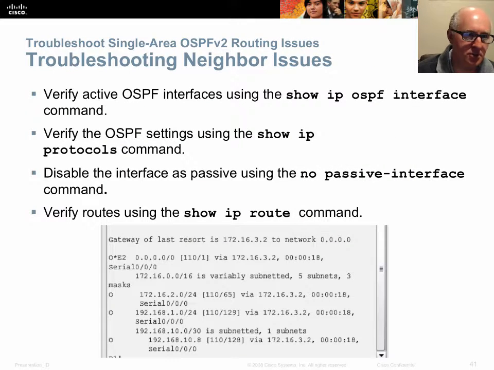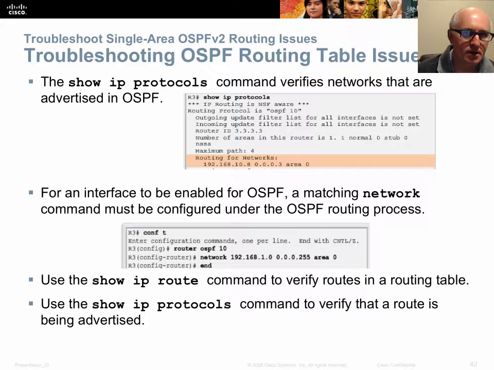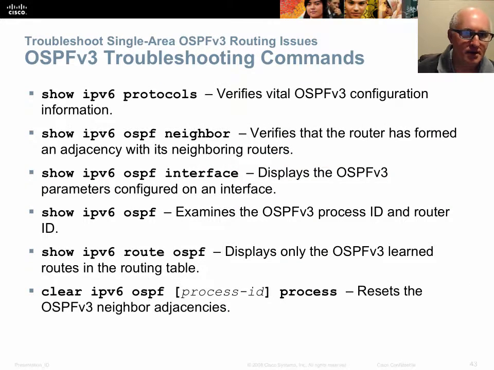So neighbor issues, we already talked about those and how they could be related to things like passive interface or timers. And routing table issues, that might be a missing network statement, right? Quite often it would be a network statement like shown here that's just missing or wrong. You might have assigned it to the wrong area, for instance. You might have fat fingered a 1 in there and put in area 10, even though we're doing single area, so they should all be in area 0. And the commands are really the same for OSPF version 3.